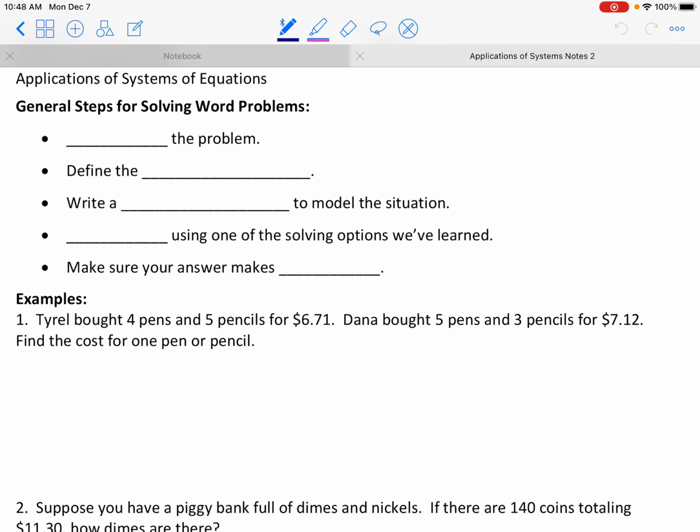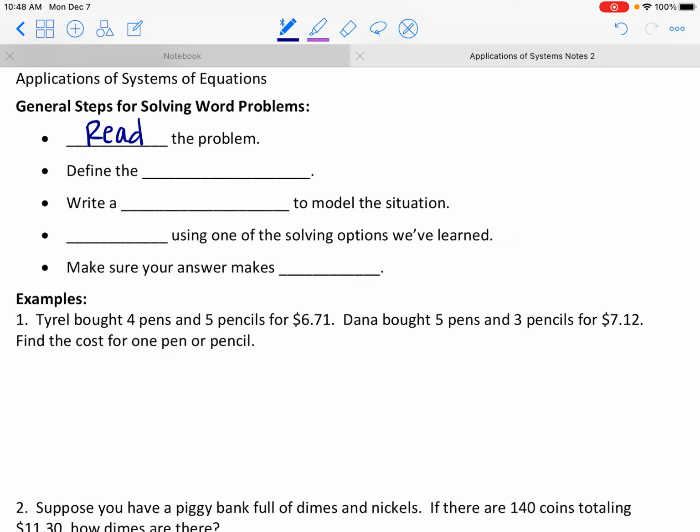The issue is we have to write the system from the problem. The good news is when we get to the solving, we have lots of options, okay? So we can use whatever method we want to solve. Now, what makes word problems challenging is that there isn't one way to solve every problem, but there is a general strategy. So make sure that you start by reading the problem.